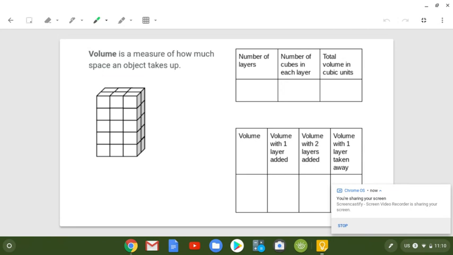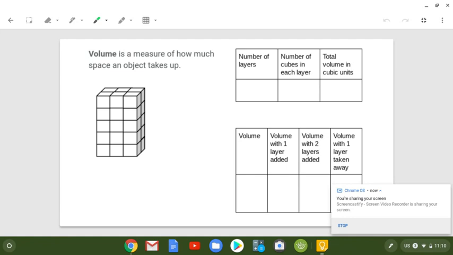Today you're going to be doing an Edulastic with word problems. So I am going to do a couple with you so that you have an idea of some strategies. Some of them will be easier than others. Some of them will just be counting cubes. Some will be analyzing the layers.